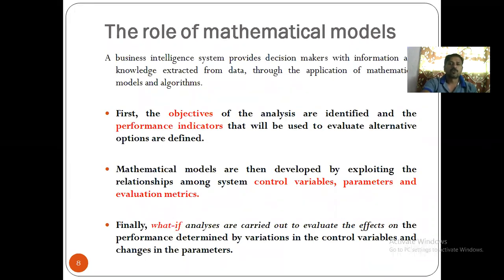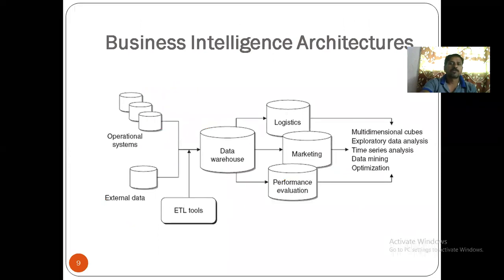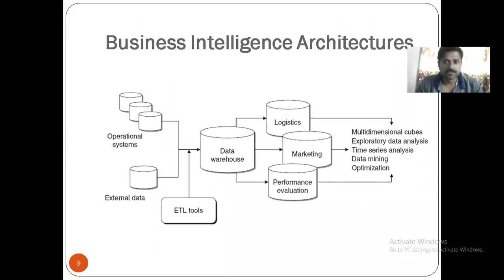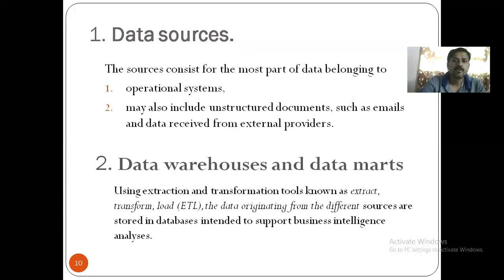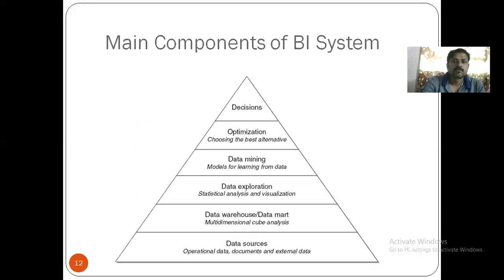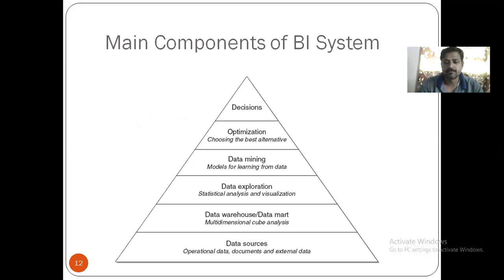Then we discussed the roles of mathematical models, and business intelligence architectures: the operational systems, external data, ETL tools, data warehouse structure, logistics, marketing, performance evaluation criteria, and the mathematical models which we are going to use as per our requirement. Then we discussed the main components of a BI system.